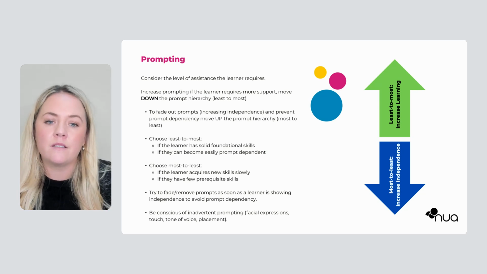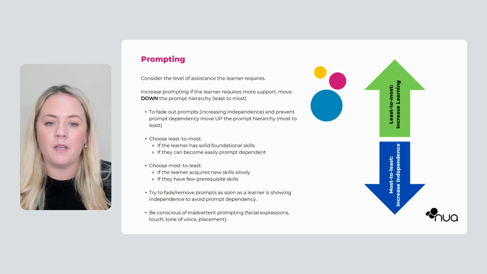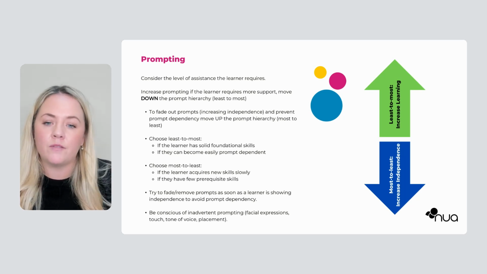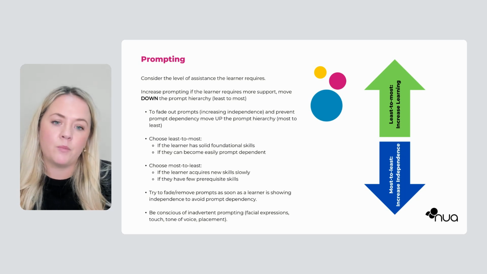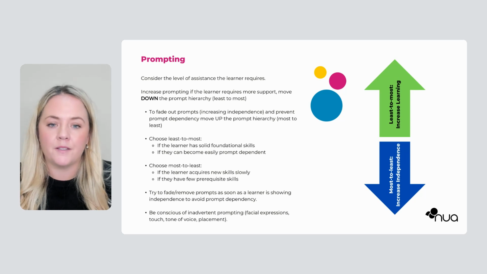So we want to use least to most if the learner has solid foundational skills and if they can become easily prompt dependent. So we might want to try and stay at the top of that hierarchy in terms of using our gesture prompts or our stimulus prompts, if the person has these solid foundational skills or if they can become easily prompt dependent. And we might choose most to least prompting if the learner acquires new skills very slowly over time. So, whereby we carefully have to pull away that support to make sure that the person continues to learn and acquire that skill, or if the learner has few prerequisite skills to be able to initiate that skill.